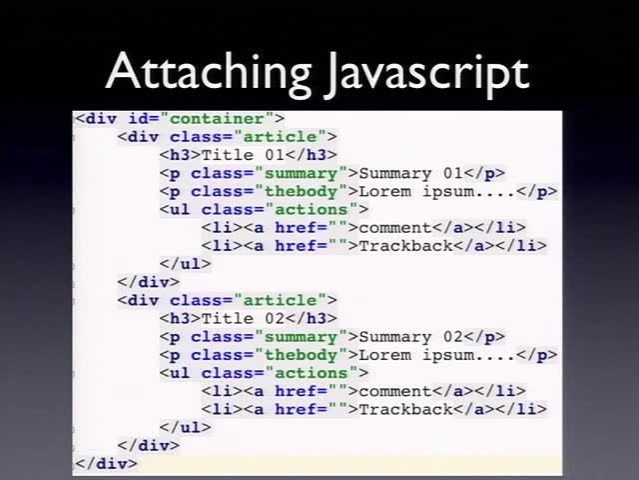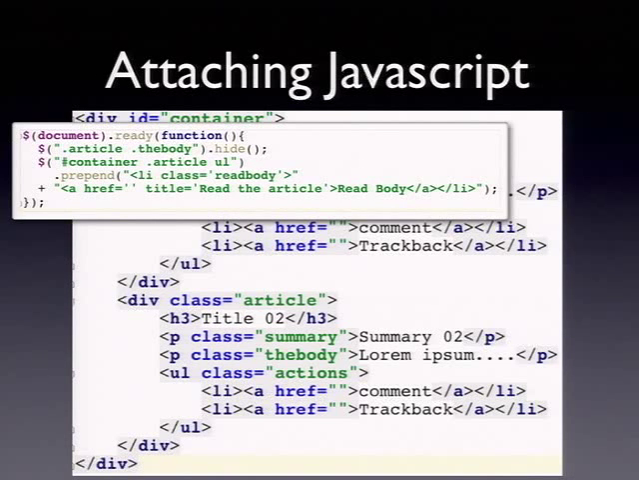And what you want to do is maybe enhance this a little bit. Maybe you don't want to show all of the body material expanded right away. You want to have it collapsed. And then maybe when you click on something, it expands so you can read it. So here's how you would do it in jQuery. Someone would write this little snippet of code.